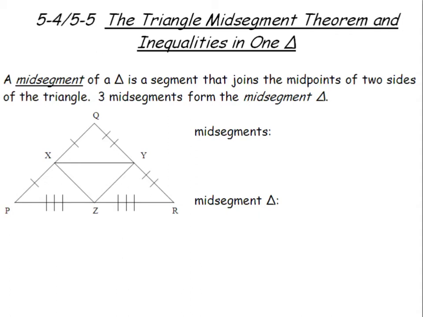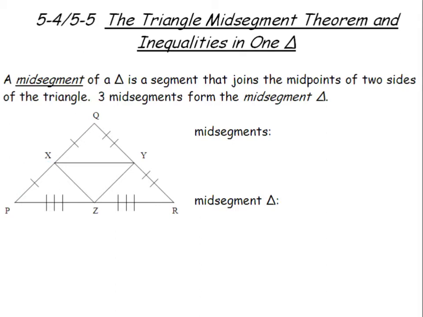And when you deal with midsegments, you actually have three midsegments that occur within every triangle to form what we consider to be the midsegment triangle. So if I look at my example here, I've got triangle PQR. And let's go ahead and take a look at segment PQ. That's one side of my large triangle. I notice that X is the midpoint for that segment because of the two tick marks, meaning PX and XQ are congruent segments. So X is a midpoint.